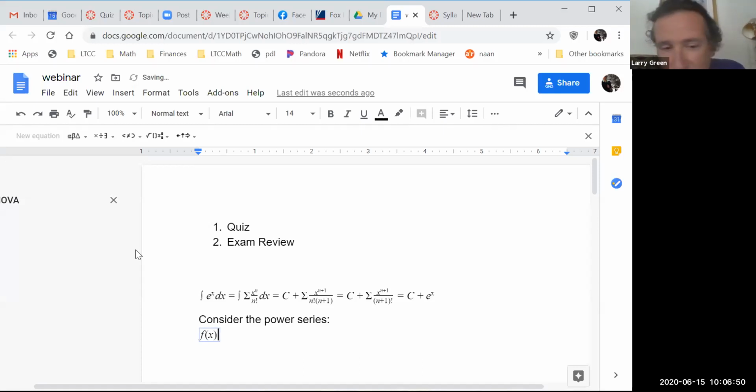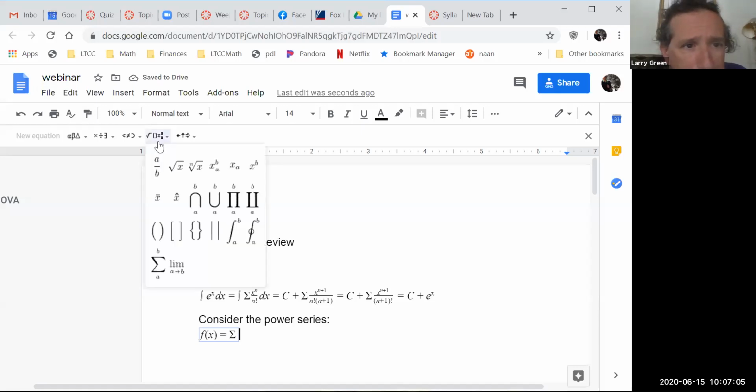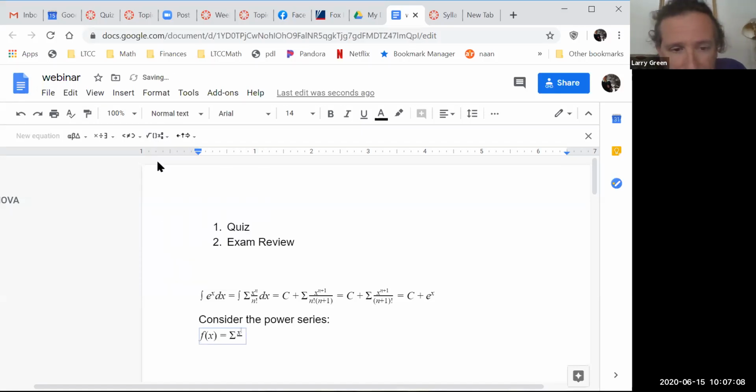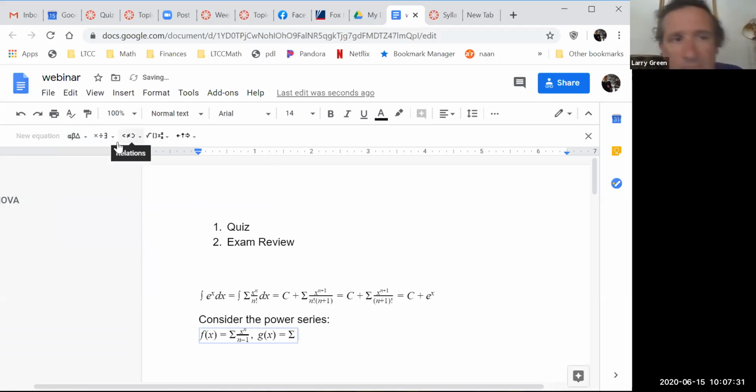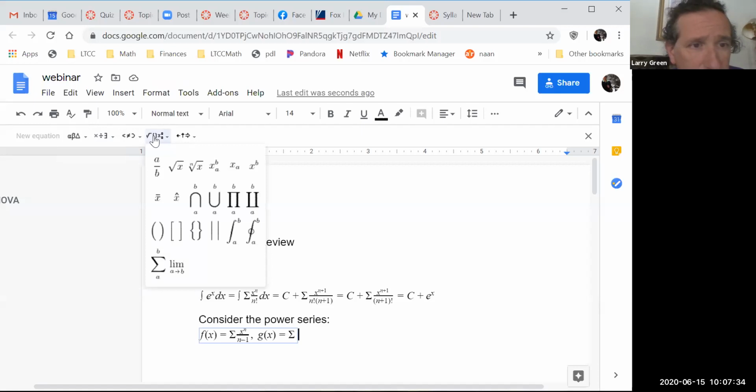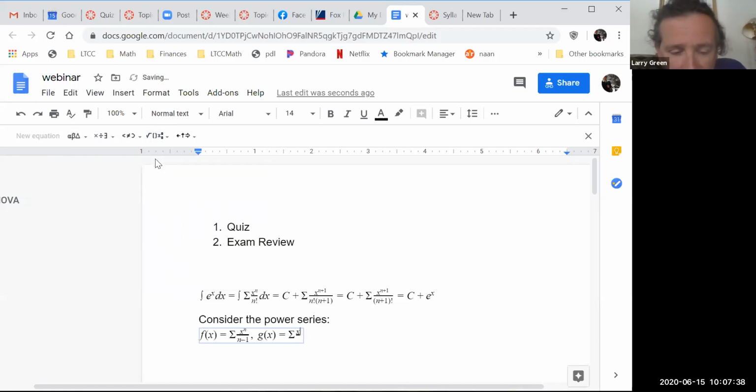f of x equals a summation, and I'm not going to write it out, but if I don't write it, it means n equals 0 to infinity of, how about x to the n over n minus 1, and g of x equals a summation of x to the n over n plus 1. Just making something up.